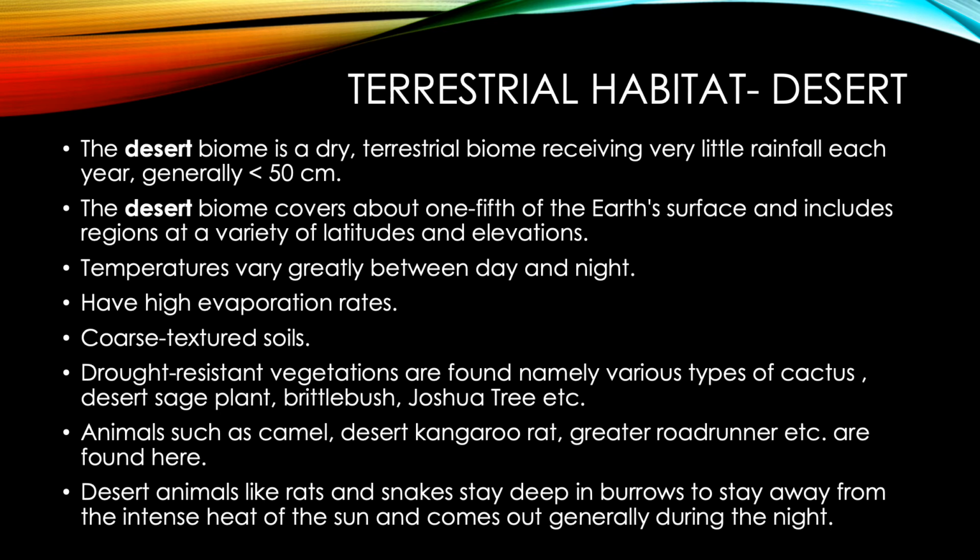Drought-resistant vegetation is found, namely various types of cactus, the desert sage plant, brittle bush, Joshua tree, etc. Animals such as camel, desert kangaroo rat, great roadrunner, etc. are found here. Desert animals like rats and snakes stay deep in burrows to stay away from the intense heat of the sun and come out generally during the night.